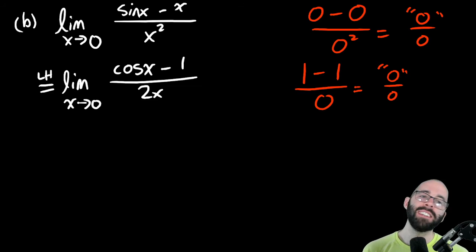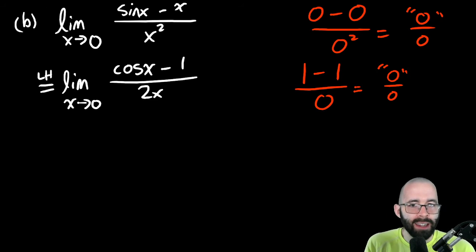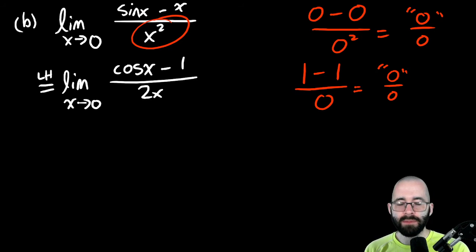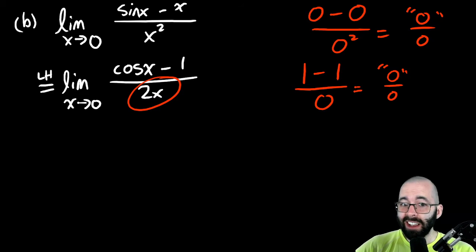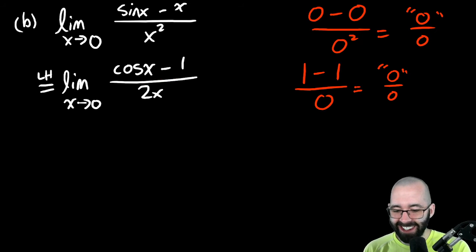So you might ask, Jason, if L'Hopital's rule didn't really help us the first time, is it going to help us the second time? Look at the denominator. We had an x squared, and now we have a 2x. And if we took the derivative again, we'd only have a 2. So I think the next one's going to be the last one.